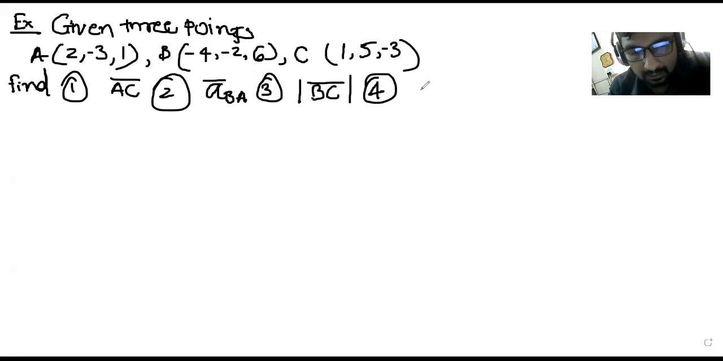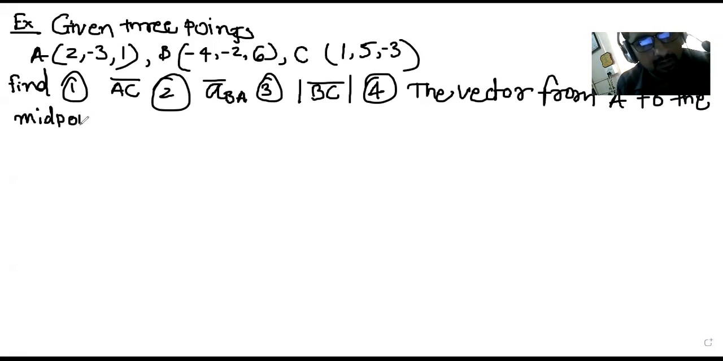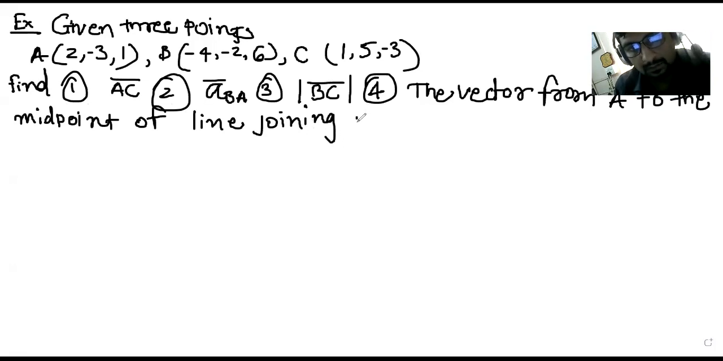And last, which is a little bit tough to calculate: the vector from A to the midpoint of the straight line joining B to C. So I hope you have written the problem.